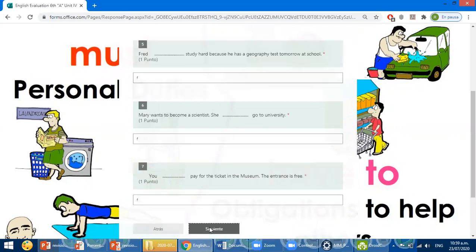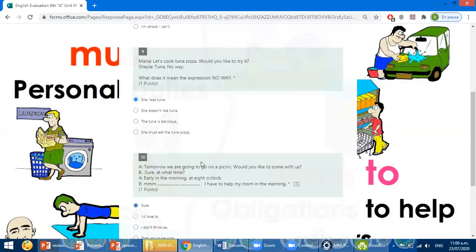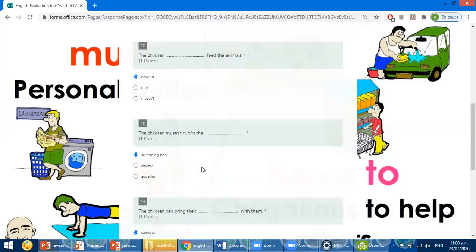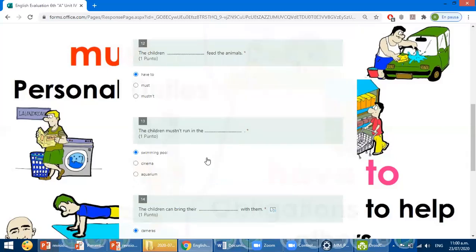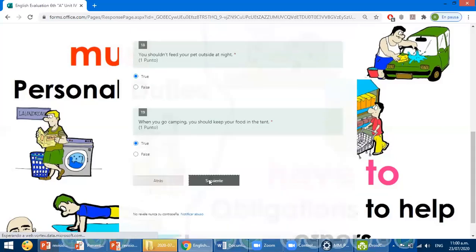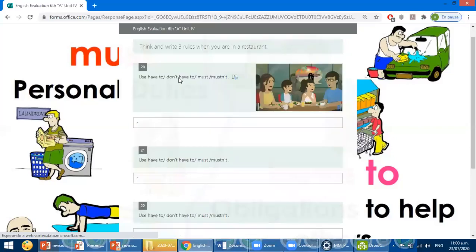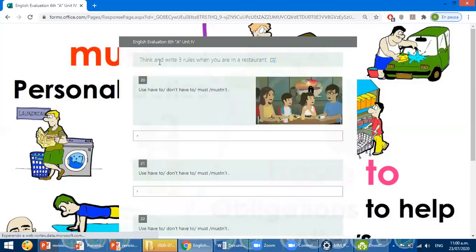Teacher, has to is for boy, girl, or thing, no? Okay, and at the end, in the last part, in your evaluation says, think and write 3 rules you obey when you are in a restaurant.